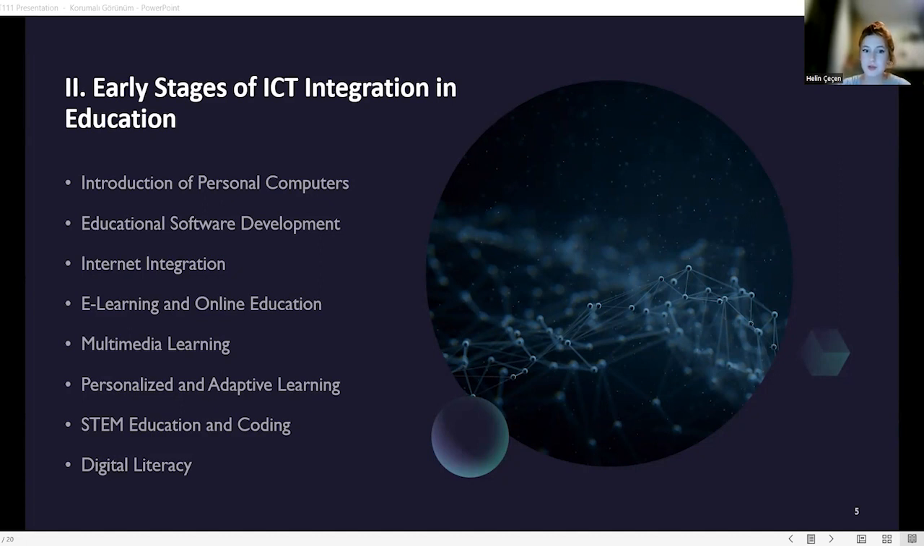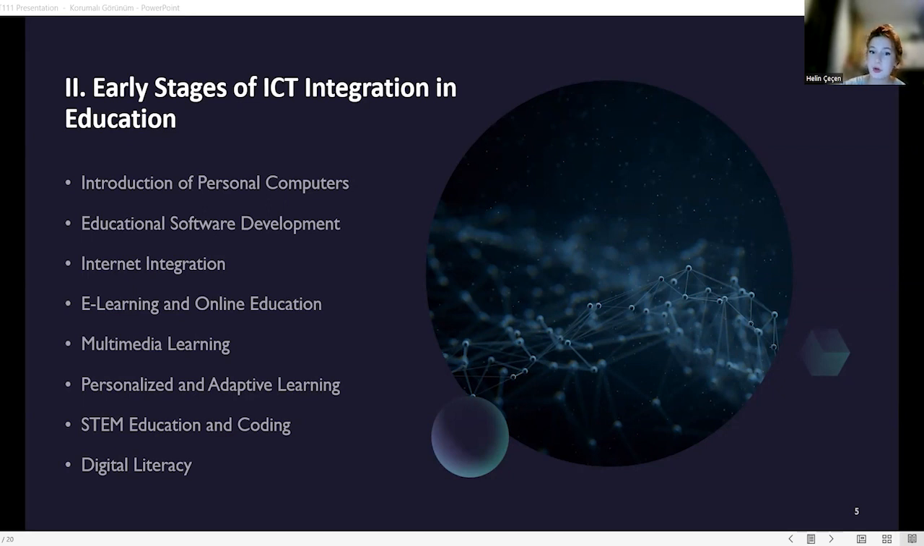Internet integration. The Internet's expansion connected schools, providing vast resources and enabling communication and global knowledge sharing. E-learning and online education. E-learning platforms emerged, offering courses and resources online, fostering virtual classrooms and distance learning. Multimedia learning. Computers facilitated the inclusion of multimedia elements in education, improving engagement and understanding.